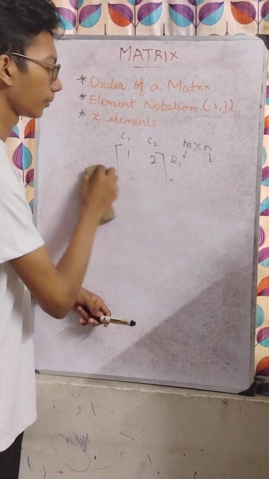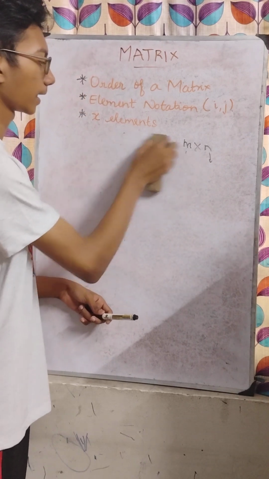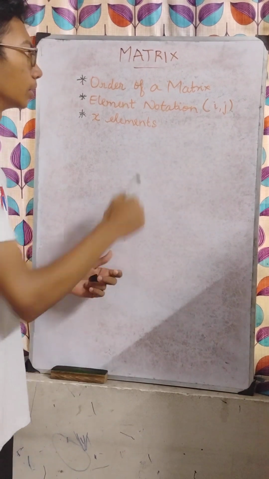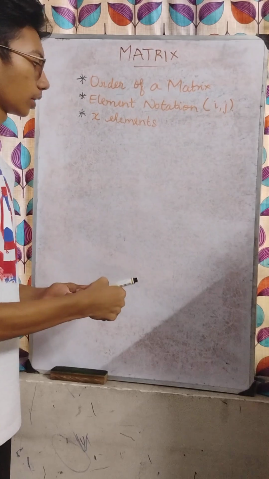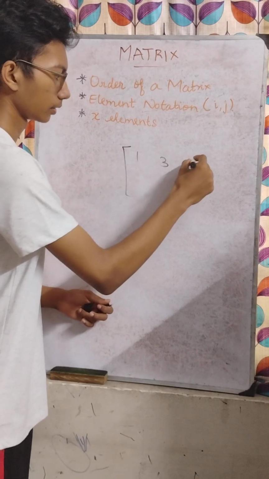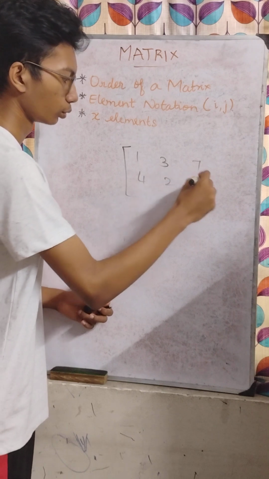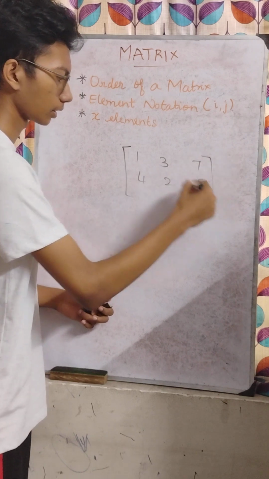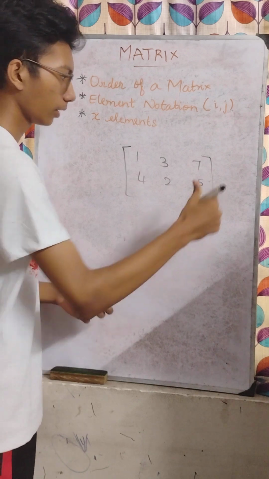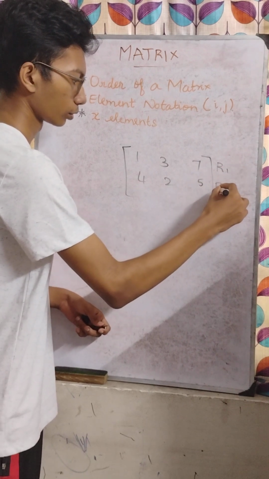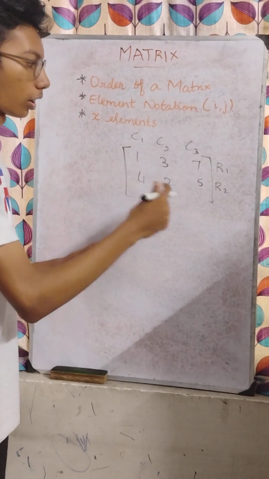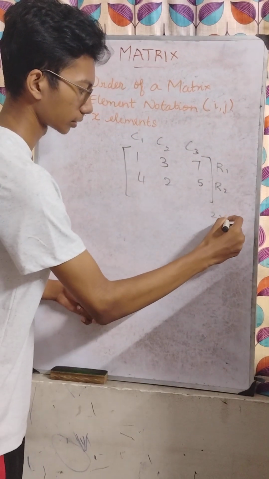This will be very helpful when you are doing arithmetic with matrices, which is not described in this video. So that is the order of a matrix. Now let's see, we have a matrix like 1, 3, 7, 4, 2, 5. What will be the order of this? Again we have row 1, row 2, column 1, column 2, column 3. So the order of this matrix is 2 cross 3.